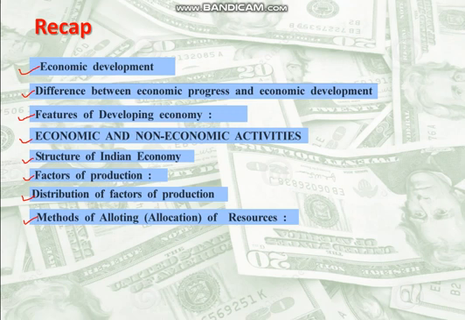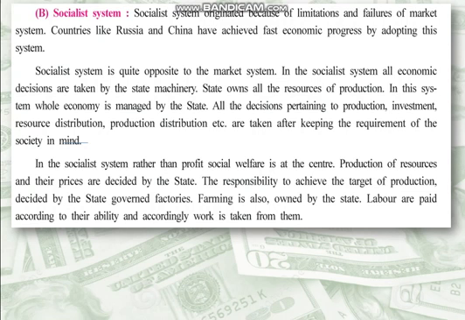In that we had seen the capitalist or market allocation system. Now we are going to see the second type of allocation system, that is known as the socialist system. So without wasting time, let's go into it.